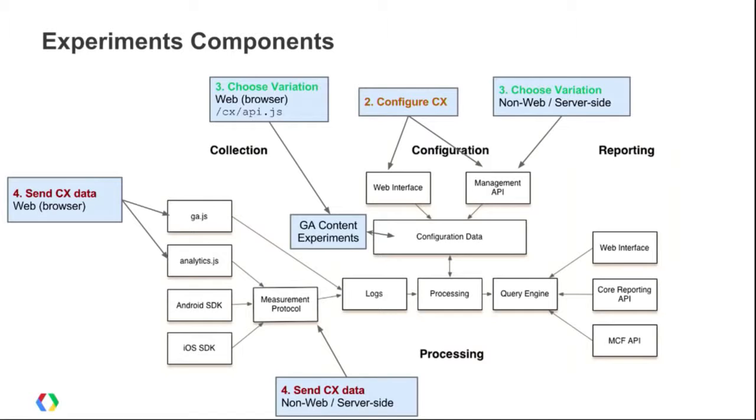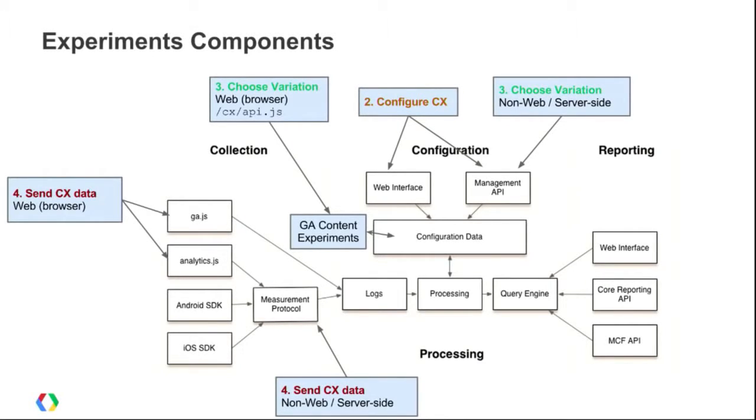The fourth step was that we wanted to send experiment data to Google Analytics. So once you've chosen a variation and you've shown the variation, we need to make sure that data gets sent back to Google Analytics. If you're doing web-based experiments through the browser and you're using JavaScript, currently we have Analytics.js and GA.js, the two libraries for tracking or measurement, and you can send data through those interfaces.